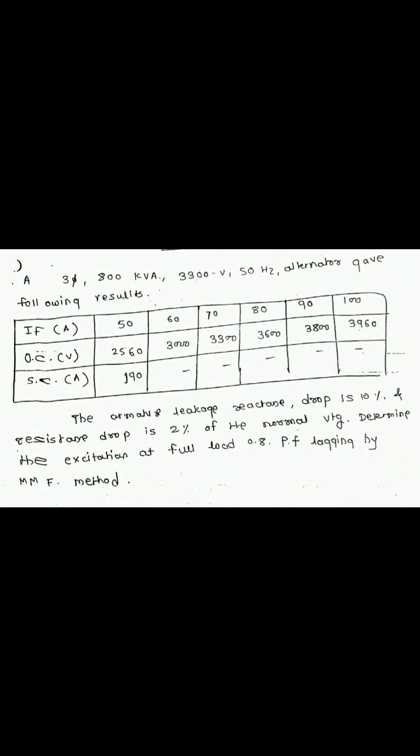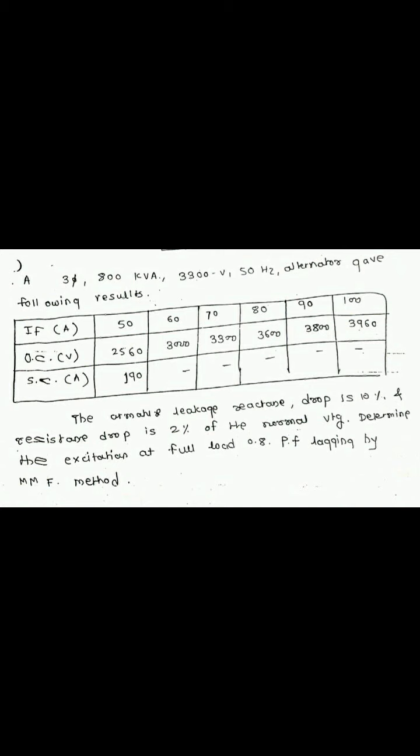The armature leakage reactance drop is 10% and the resistance drop is 2% of the normal voltage. Determine the excitation at full load, that is 0.8 power factor lagging, by the MMF method. So in that problem we want to calculate the value of excitation, not percentage regulation. So this is calculating the value of excitation, meaning E.